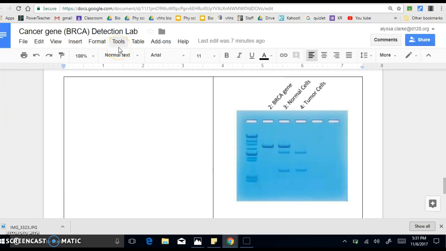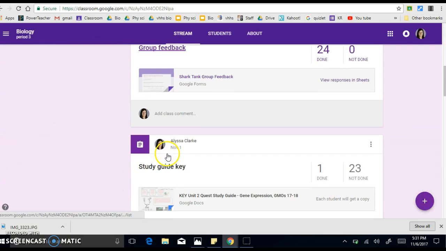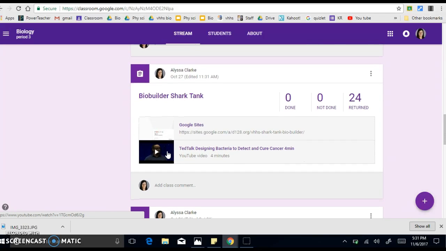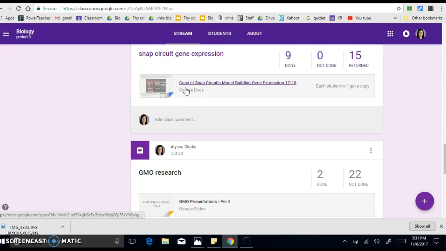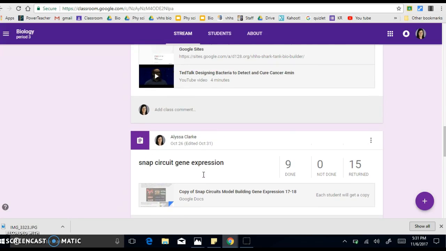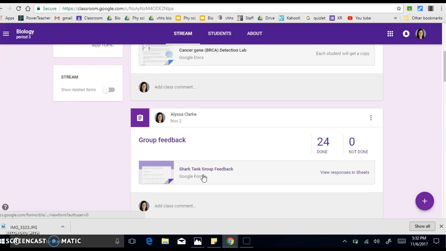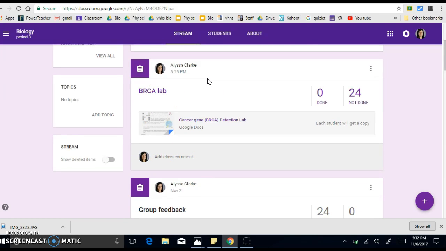Complete this. Once you've done this, then head back into your Google Classroom. When you head into Google Classroom, you can start working on corrections that you might have to your Shark Tank presentation, and that can get resubmitted to me. If you and your partner are choosing to not complete any corrections, that's fine. You'll also be able to work on the GMO research if you have to make any corrections to that particular PowerPoint as well. So you have many opportunities to get work done in this class, to do makeup work, but you must have the BRCA lab done and turned in by the end of the period.